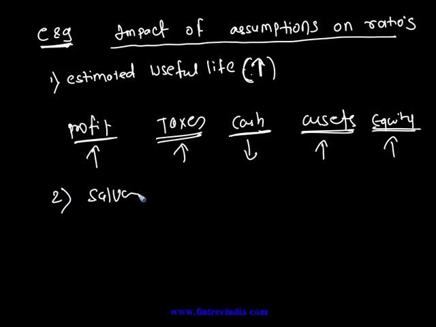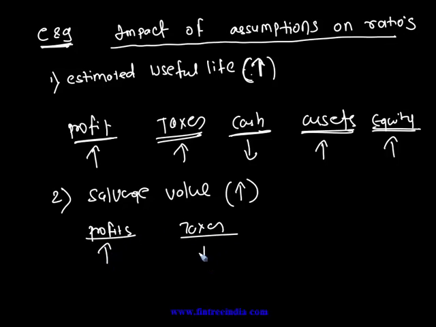Second assumption is of salvage value. If you estimate salvage value more than what it really is, then again you're overstating your profits. Because of overstating of profits, taxes paid are more. Therefore, cash with you is less. Assets with you are more. Automatically, profits are more, so equity is more. Yeah, so in case of intangible asset, there wouldn't be any salvage value.